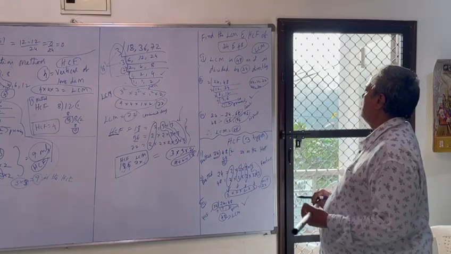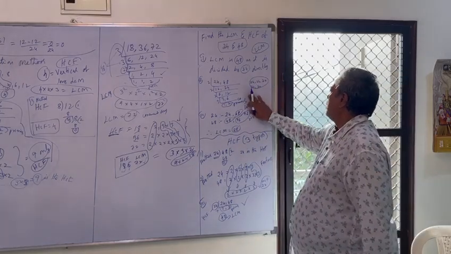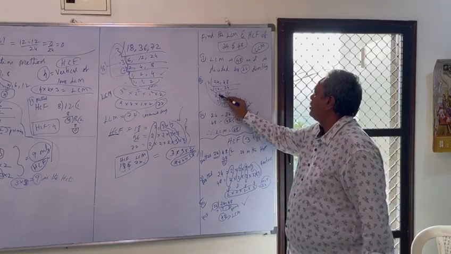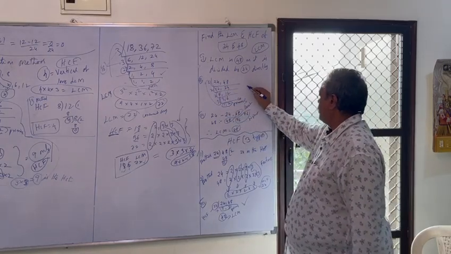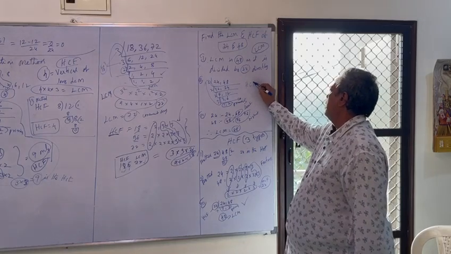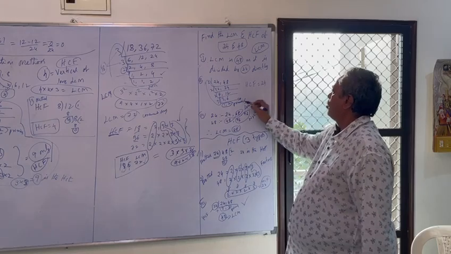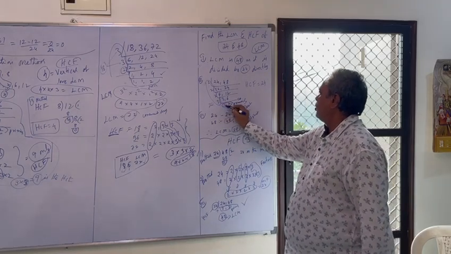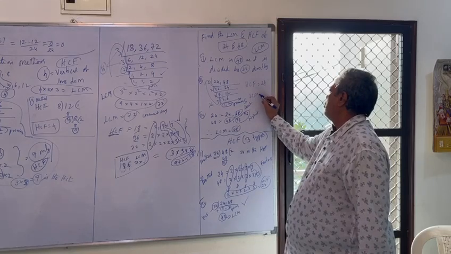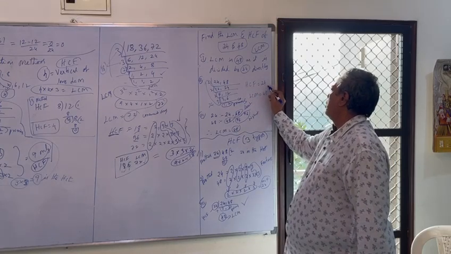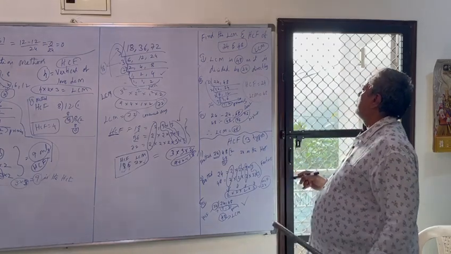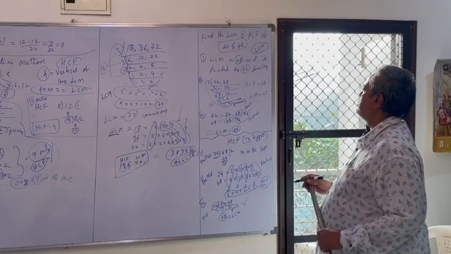24 is the HCF. 24 is the HCF, and 24 into 1 and 2. That is, the LCM is 48. Here 24 and 48 are the HCF and LCM.